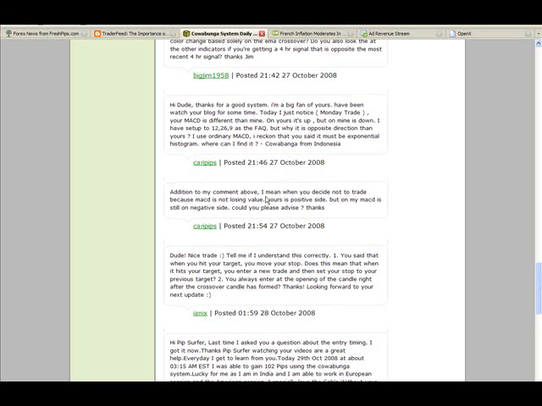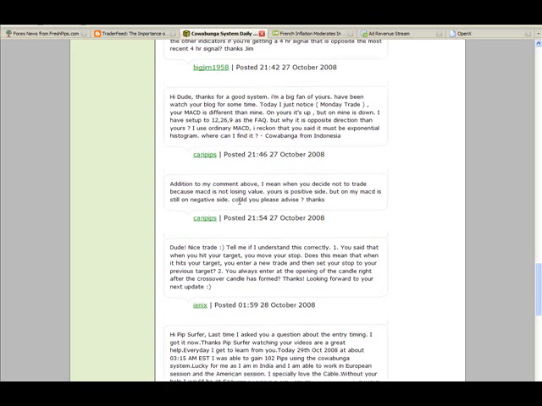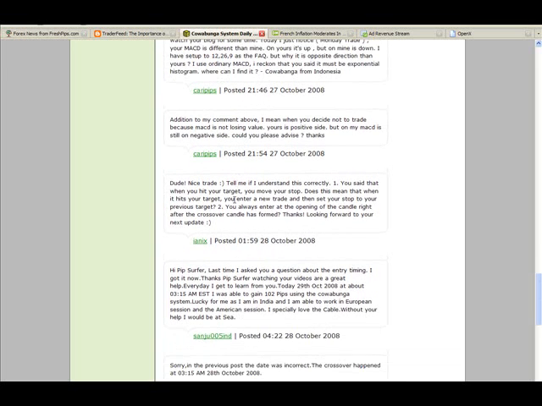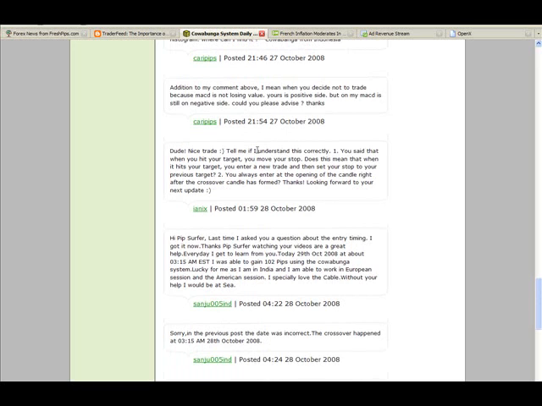Another one, it's the same person, Carry Pips. I decided not to trade, is not losing value. Yours is positive side. Same thing. Different settings. Different brokers might have different feeds, but again, I'm using XTick on mine. Standard feed is free, so anybody can get it.